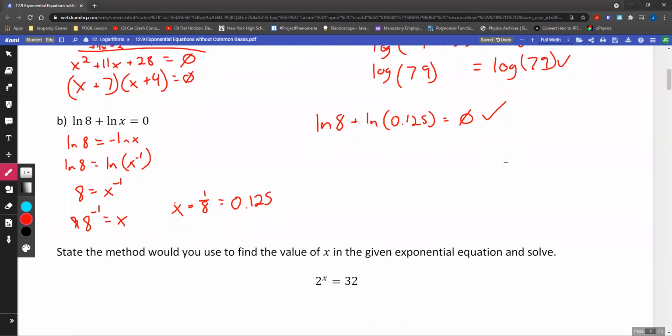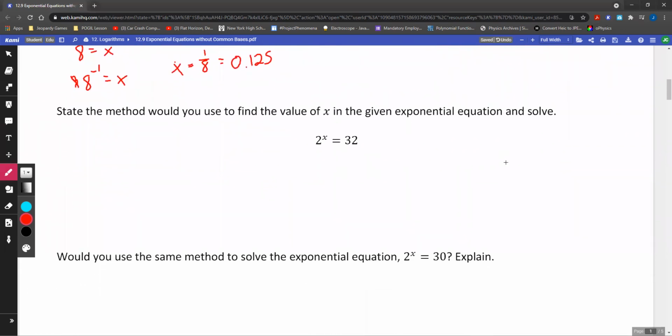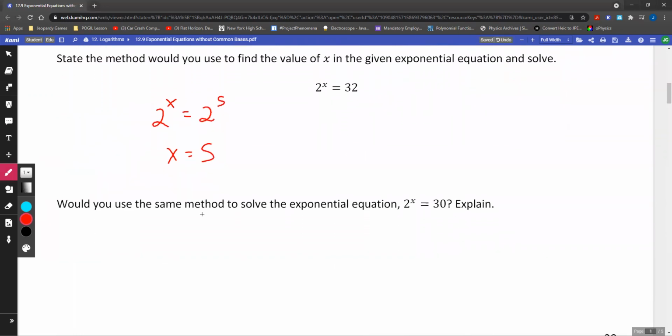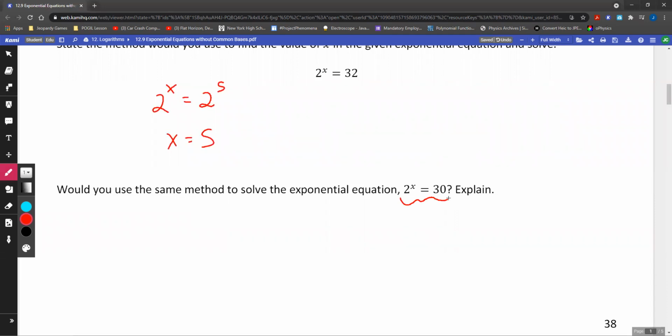Now we're going to scroll down. So normally if we have a scenario like this where we have an equation set up, what we can do is rewrite one of the numbers to have a common base. So here we can write the 32 as 2 to the 5th. So this could be rewritten as 2 to the x equals 2 to the 5th. Now that I have the bases the same, we could say that the exponents are the same, therefore x equals 5. Now the issue is if we have a scenario like this, 2 to the x equals 30, we can't rewrite 30 as a power of 2. So we would not be able to do the same method.